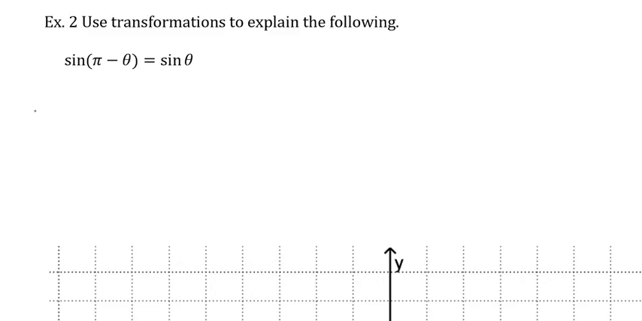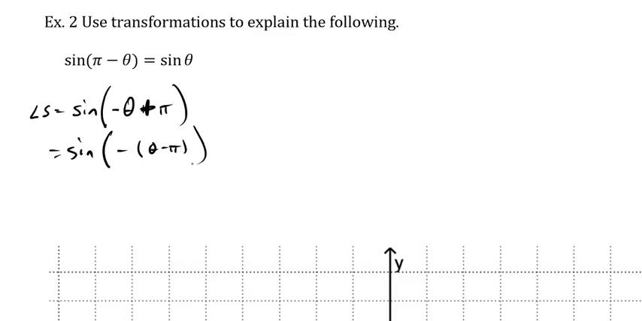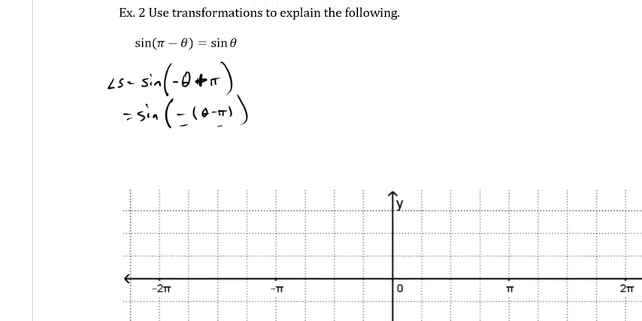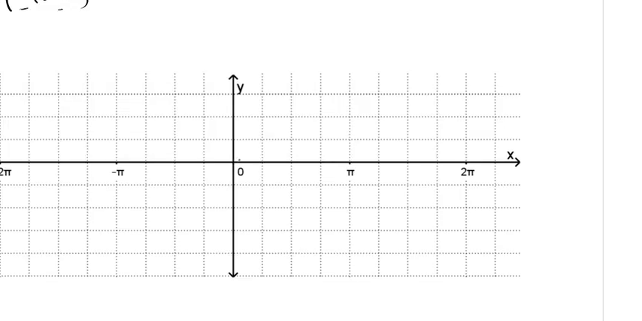So here's what I would do. I would say on the left side, I'm going to factor this. Sine bracket, factor out a negative. So it would be negative theta plus pi, which is sine bracket, negative bracket, theta minus pi. Graph those. Think about what this does. Reflects in the y-axis. Think about what this does. It's a shift one way by half a period. So it wouldn't matter if it's plus pi or minus pi in this case. Show that those are the same. That's the same as the original sine graph.